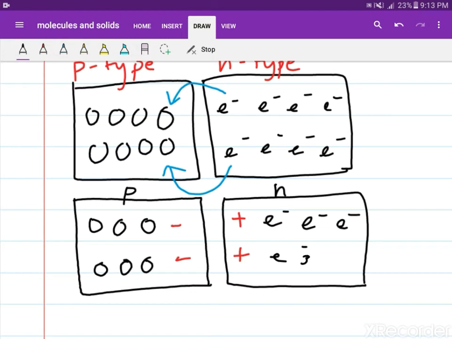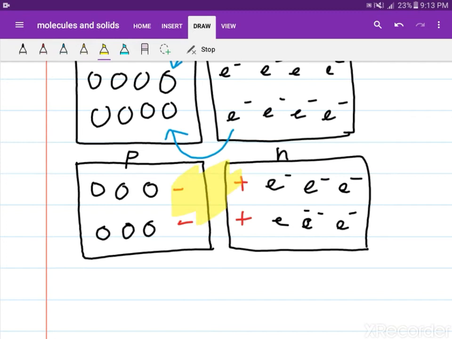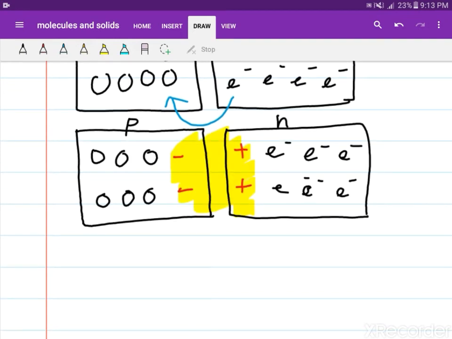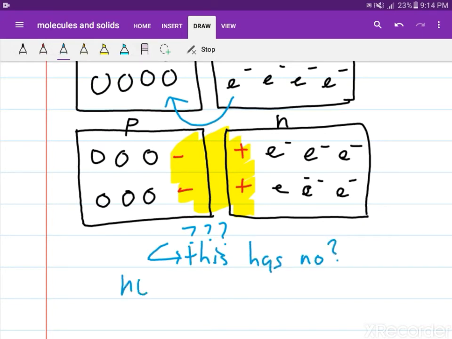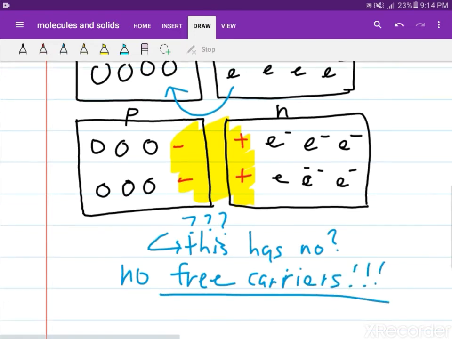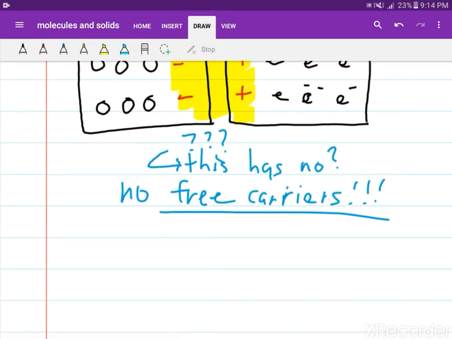And around this region, around this junction, so what can we say around this junction? This has no what? No free carriers. Whoa. So there are no free carriers. So meaning if there are no free carriers, it acts as if it's an insulator.